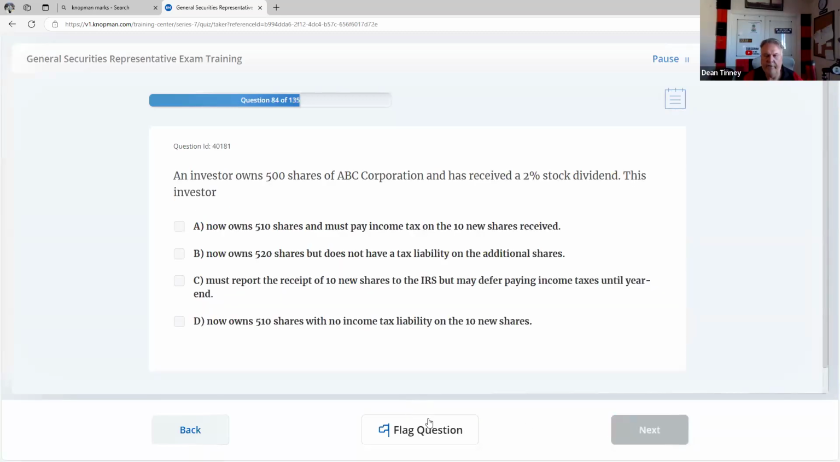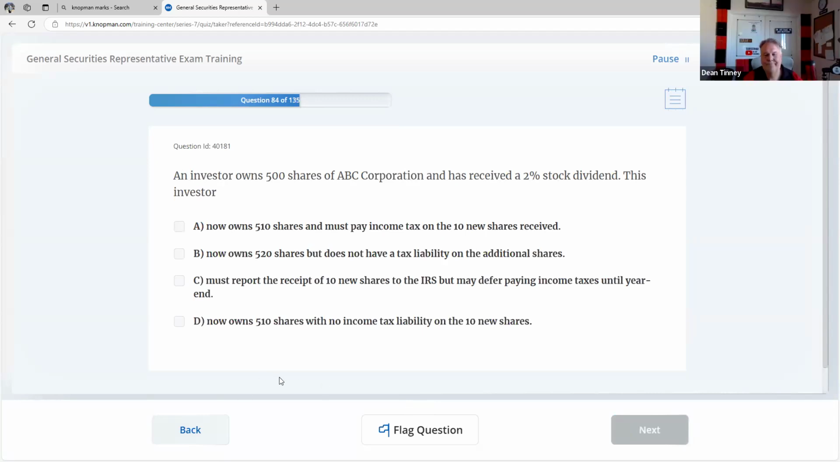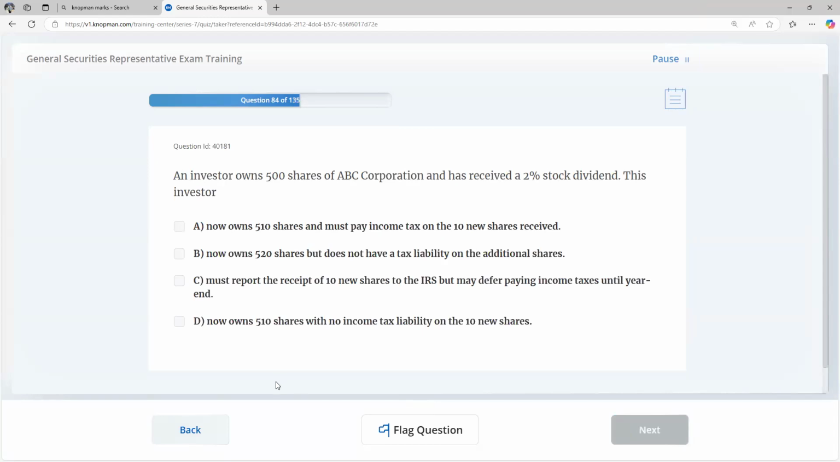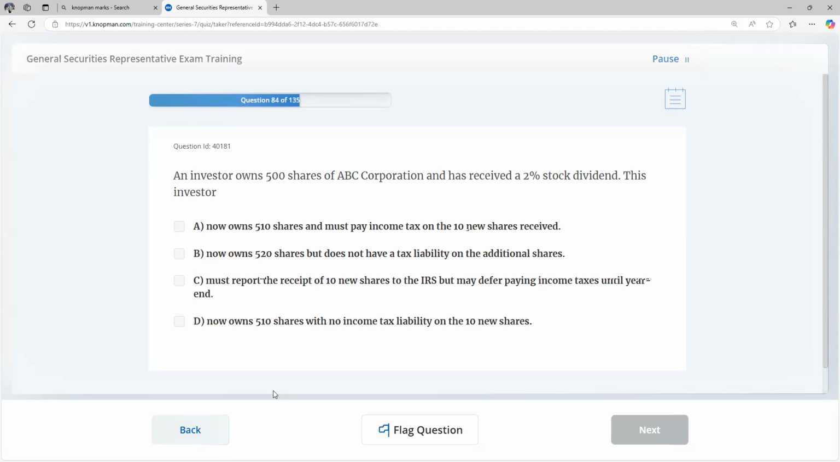An investor owns 500 shares of ABC and has received a 2% stock dividend. This investor... When you have a stock dividend, there's not a tax liability, correct, on the additional shares. So I'm going to go with no income tax liability on the 10 new shares. I just need to find out if it's 10. I think it is, right? Do the math. Yep, it's 10. So it's D.